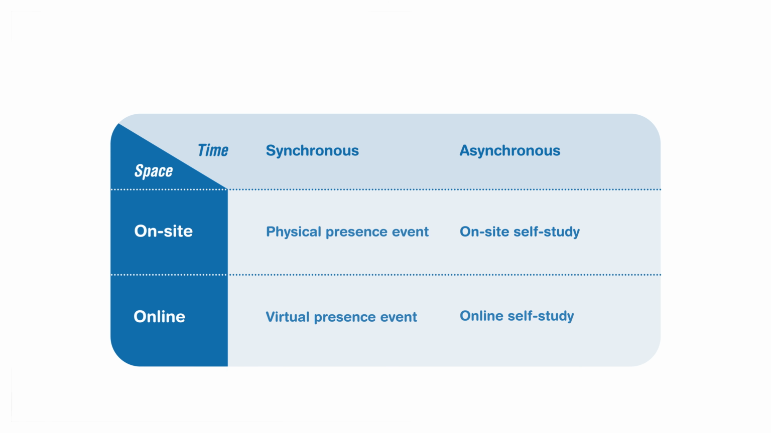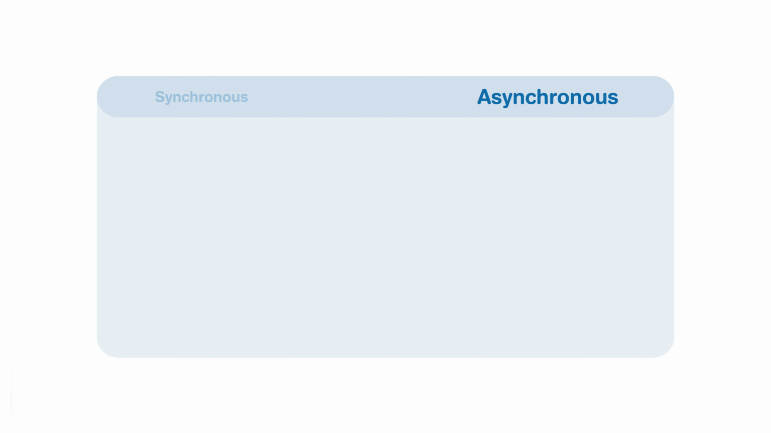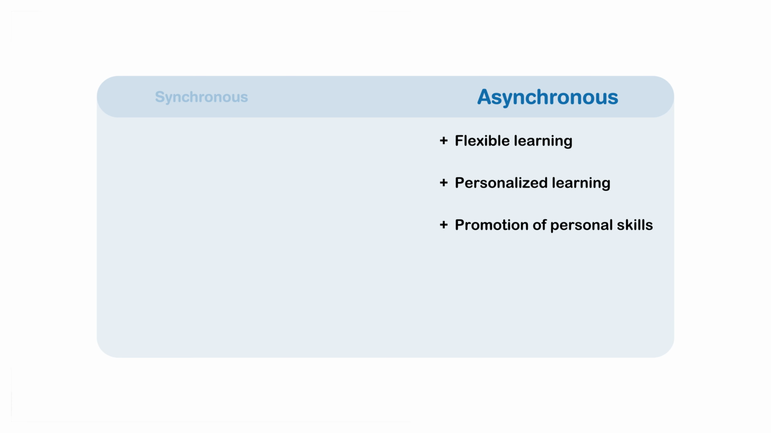The time dimension differentiates two complementary learning modes. Asynchronous learning offers flexibility, ideal for working students. Learners decide when to study, set their own pace, and adapt their learning process according to their prior knowledge. It encourages self-management, but learning can easily be postponed, and the lack of direct interaction can sometimes reduce motivation.